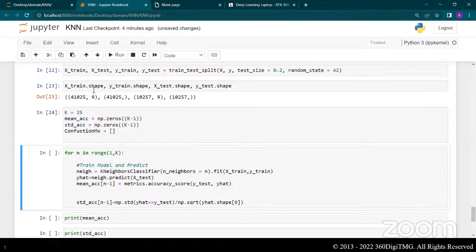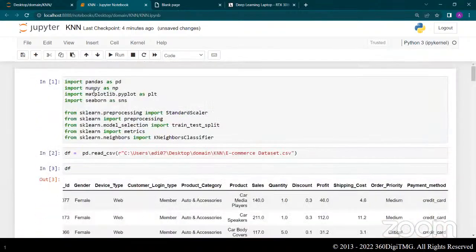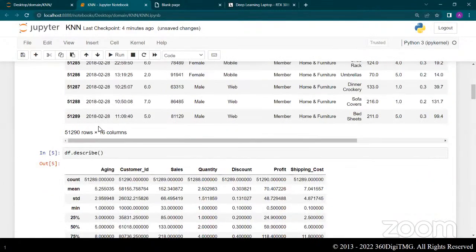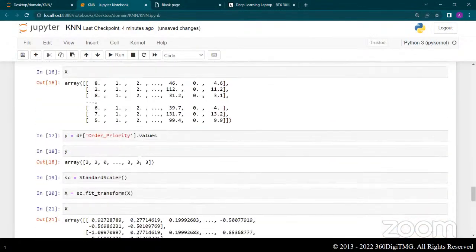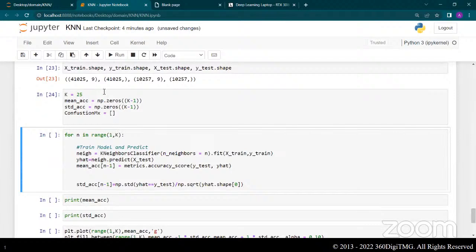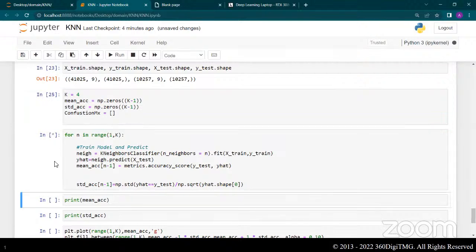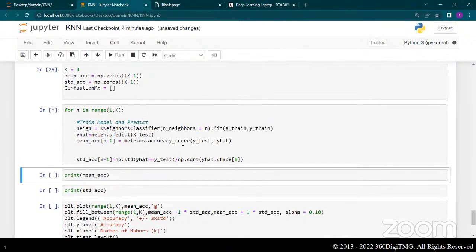So for example, how many columns do we have here? 16. So let's take 4. Let's say we want to take 4 K. Okay, so we define K as 4. Now we'll let this model fit. For that random state, you can take any value.